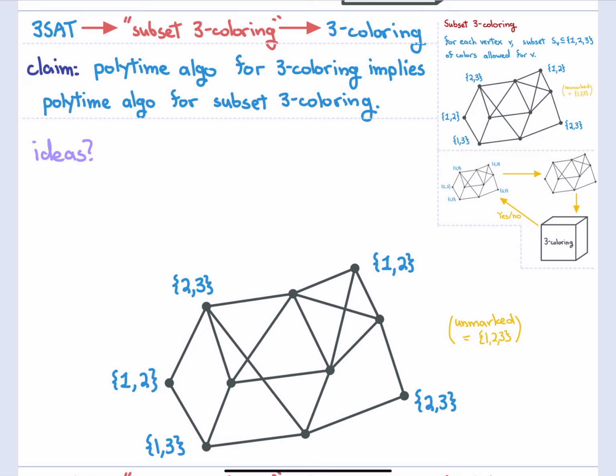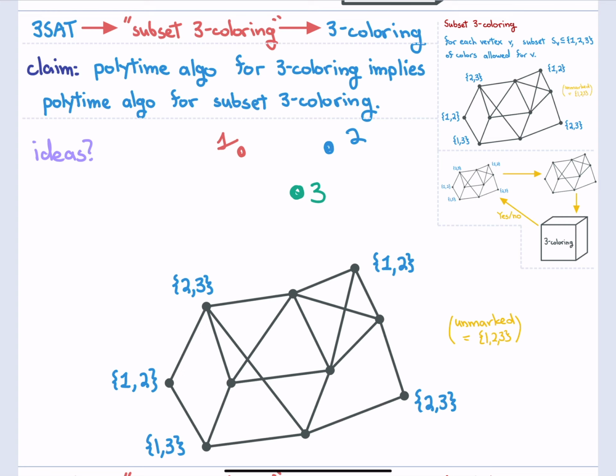Okay, so if somewhere out there I had vertices that were already colored red, green, and blue, and let's say that red is 1, blue is 2, and green is 3. So the suggestion is, let's look at a vertex that is allowed to be colored 2 or 3. So it's allowed to be colored blue or green, but it's not allowed to be colored red.